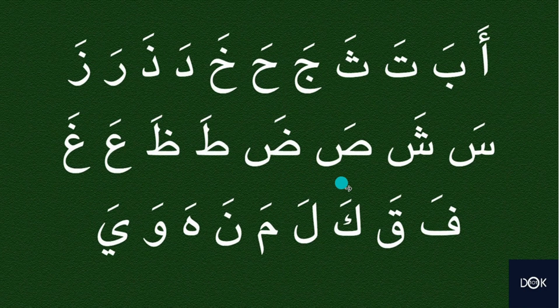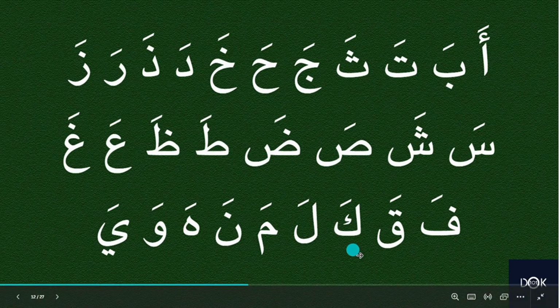You can pause the video here and you can practice. I am just going to practice random letters with you. Let's say we want to read this letter, which is Seen with the fatha, Seen, fatha, sa. Then this one is Ain, Ain with fatha is A. Then Kaf, Kaf with the fatha is Ka. And you can practice the rest of them.